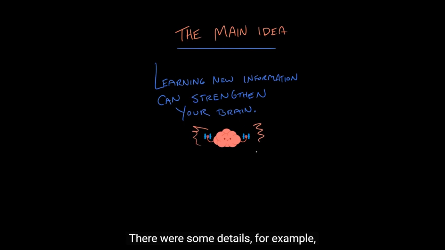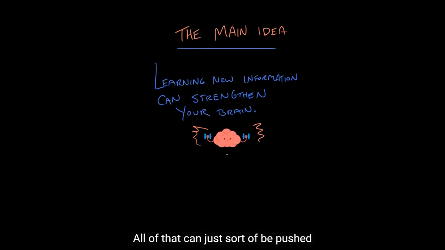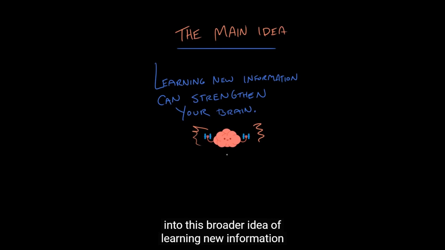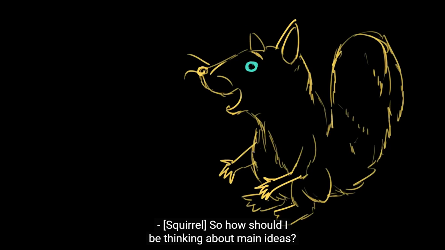There were some details, for example, about math or dance practice that are important, but aren't so important that they need to be included in the main idea. All of that can just sort of be pushed into this broader idea of learning new information makes your brain stronger, can strengthen your brain. So how should I be thinking about main ideas?